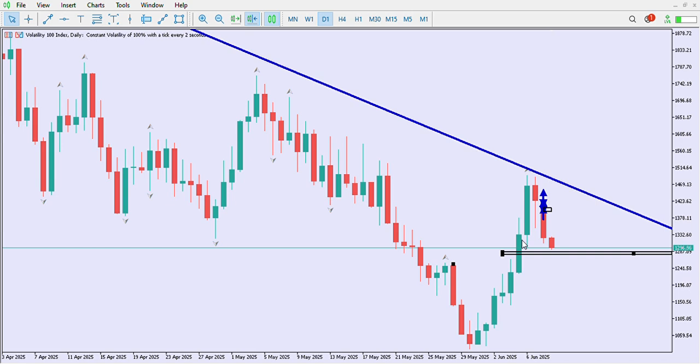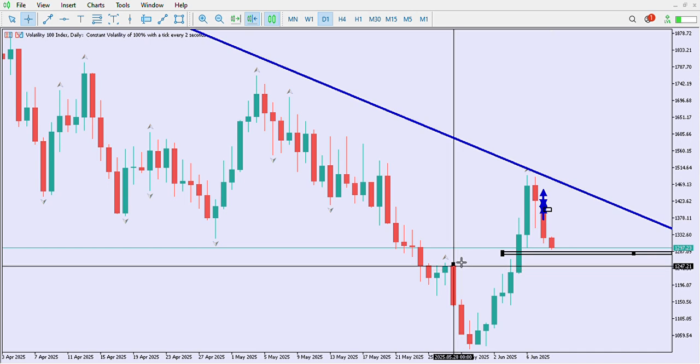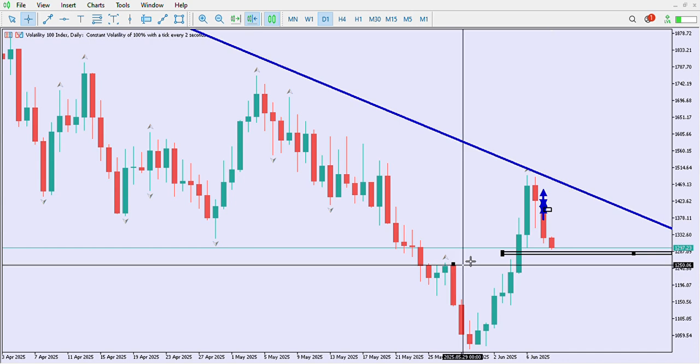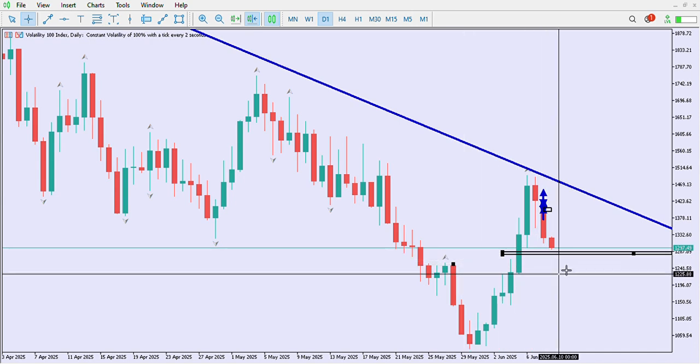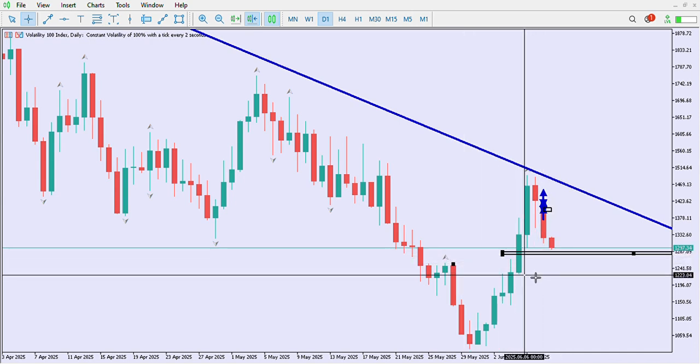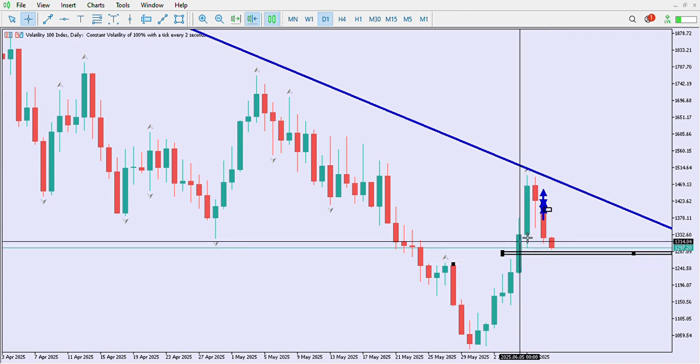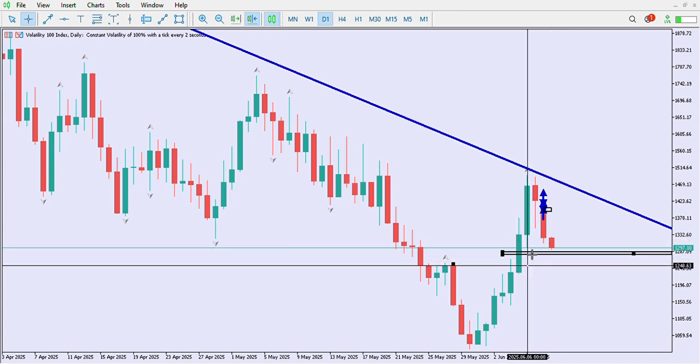I've said this, the breaker block is combined together with my fair value gap. If you are very keen, you can see this. You see, this is the breaker block. So this breaker block is in conjunction with this fair value gap. Though it's not giving a nice thing, it's in conjunction with this.